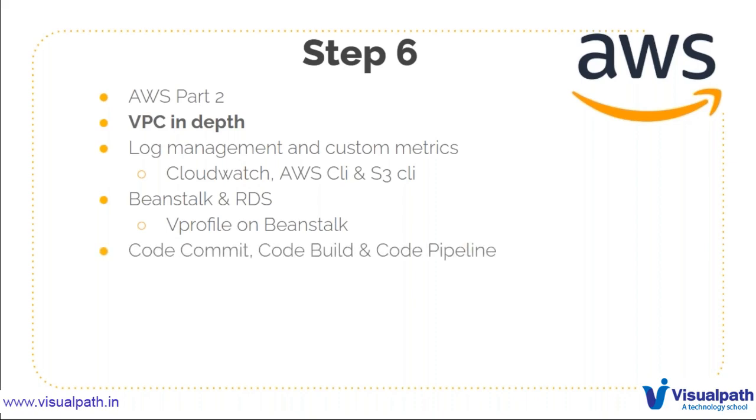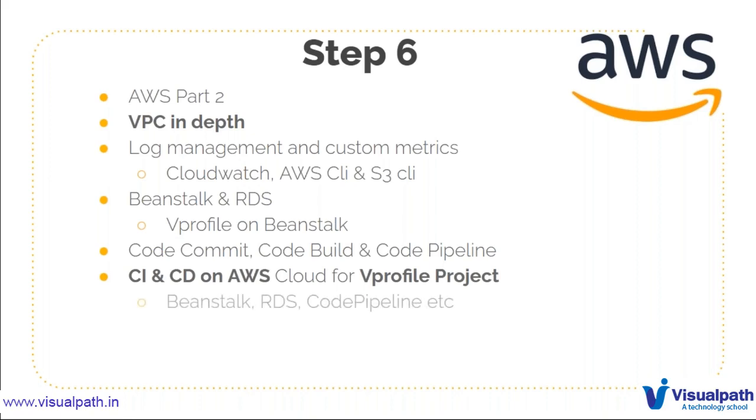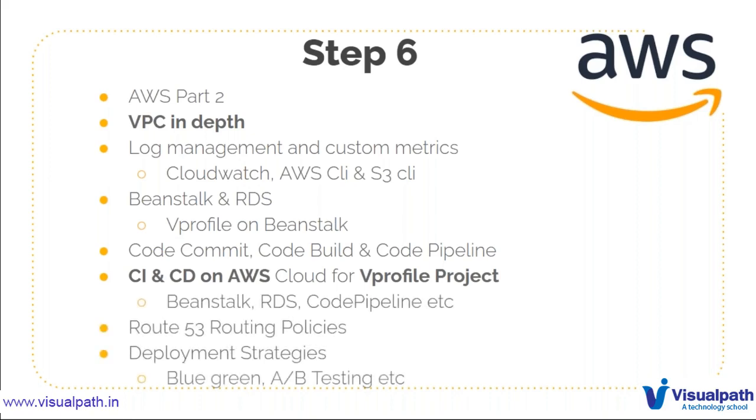We're going to see continuous integration and continuous delivery on AWS, using complete AWS services. So no Jenkins and Git and those things, only AWS services. We're going to see different strategies, like blue-green deployment and A/B testing, while we're doing continuous delivery on AWS.